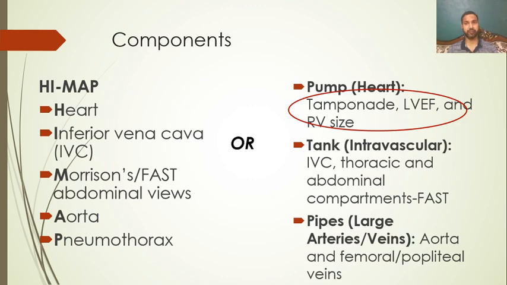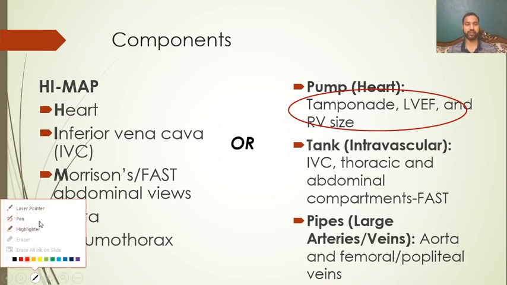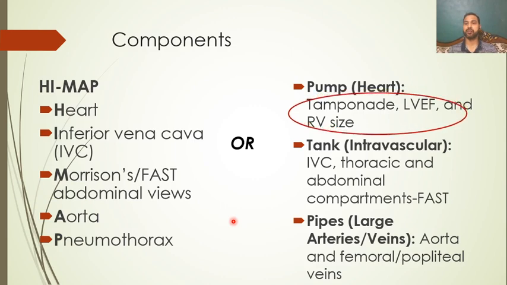Coming to the components, there are mainly three components in the RUSH protocol, that is pump, tank and the pipes. The pump is basically the heart, the tank is basically the intravascular compartment, and the pipes are the large arteries and veins. You can remember these components by the mnemonic HIMAP, in which H stands for the heart, I for the inferior vena cava, M for the Morrison's or FAST abdominal views, A for aorta and P for pneumothorax.